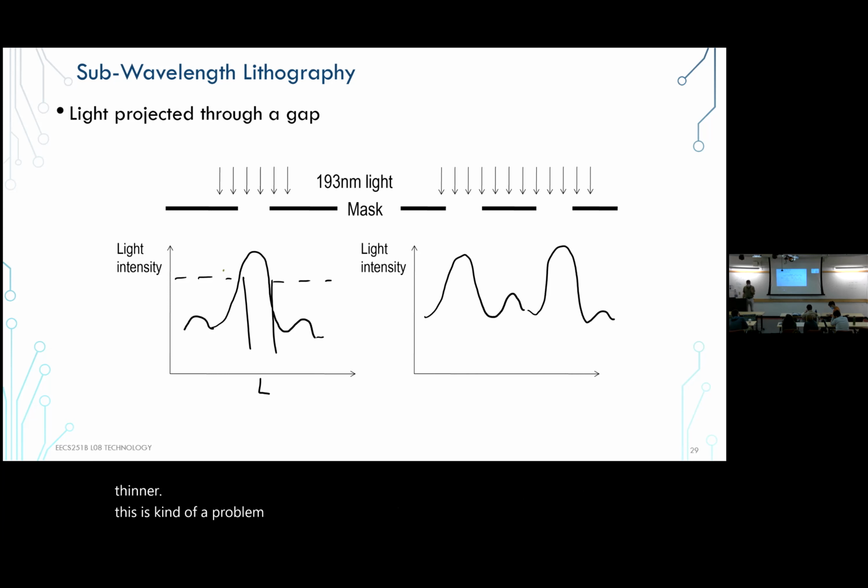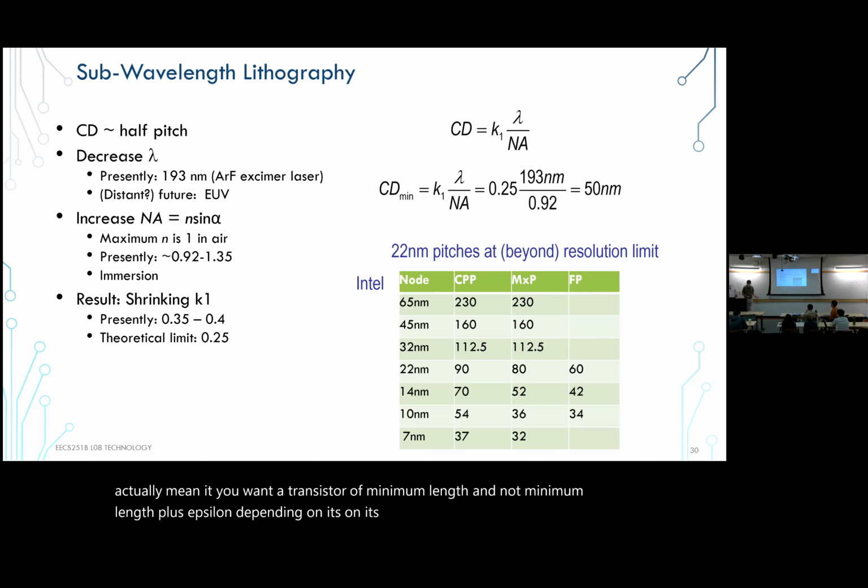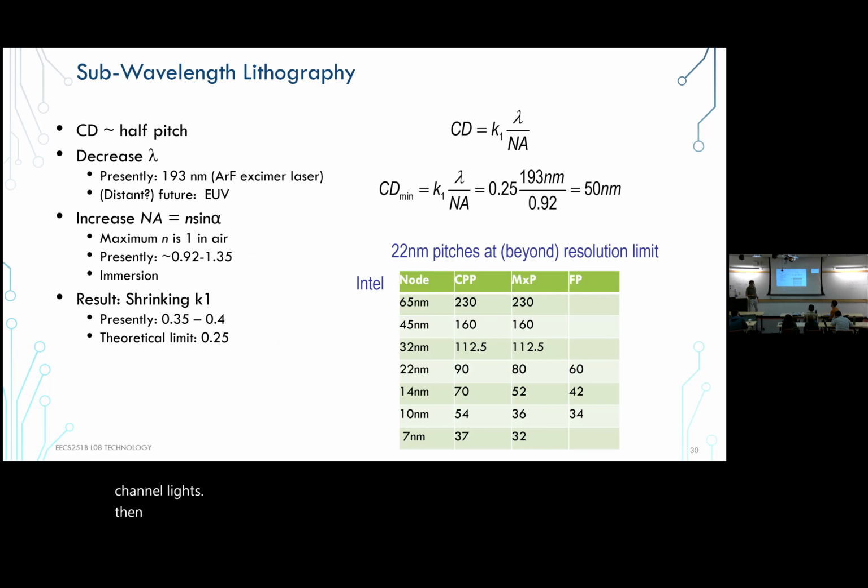If you would like a particular transistor length, you actually mean it. You want a transistor of minimum length and not minimum length plus epsilon, depending on its proximity. So the rules exist for that. One of the rules that often puzzles people are these poly density rules. They basically dictate that things need to be at a certain density, because lonely transistors are going to be thinner and will have shorter channel lengths than those that are not printed in isolation.